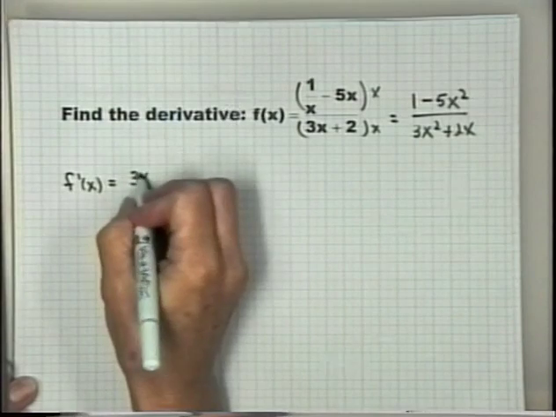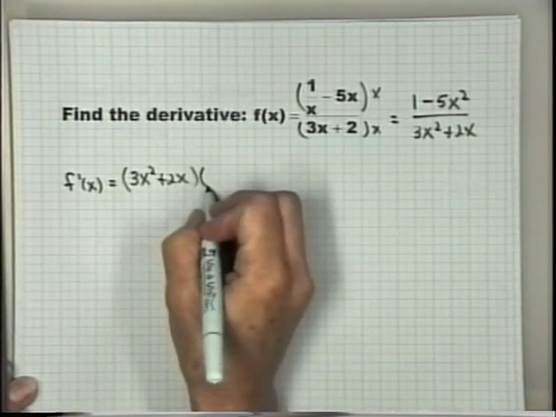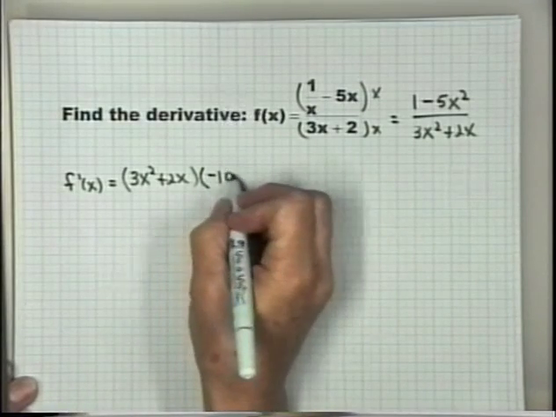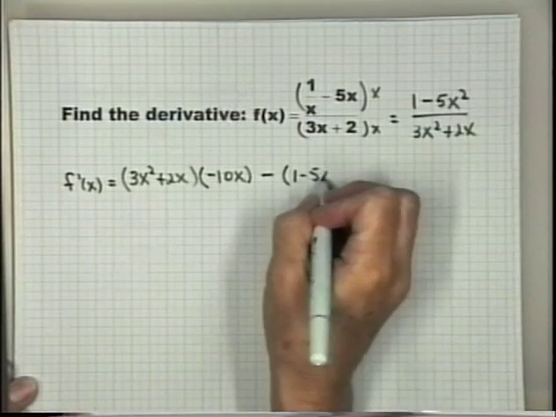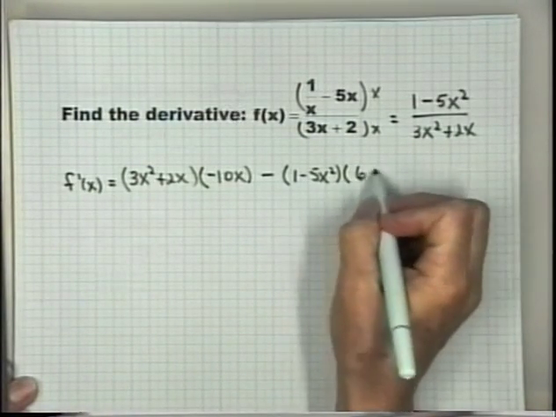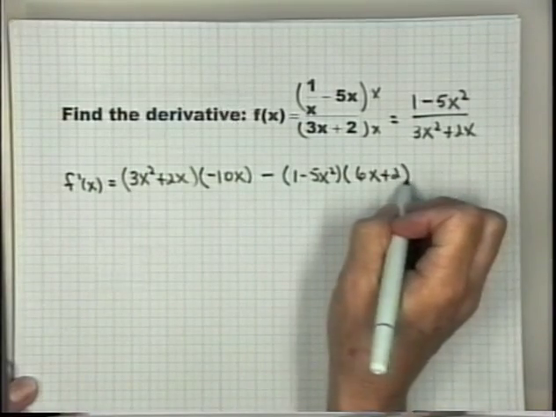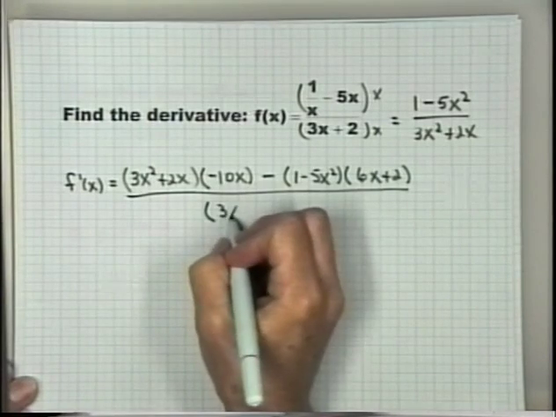Denominator 3x squared plus 2x times the derivative of the numerator, negative 10x, minus the numerator, 1 minus 5x squared, times the derivative of the denominator, 6x plus 2. All of this is over the denominator squared.